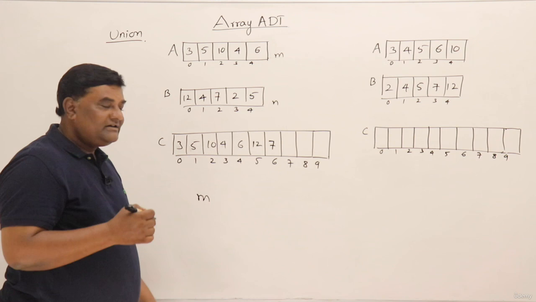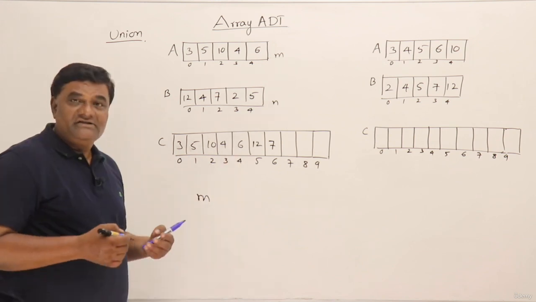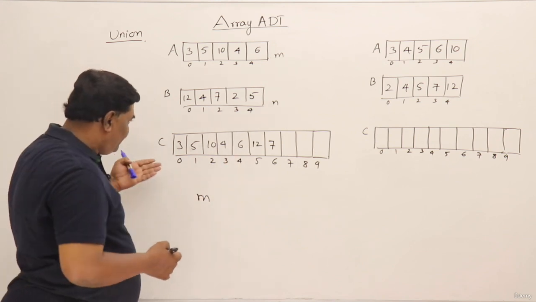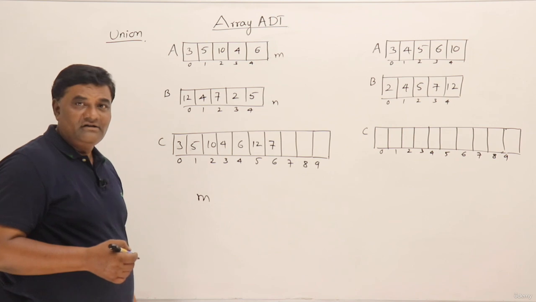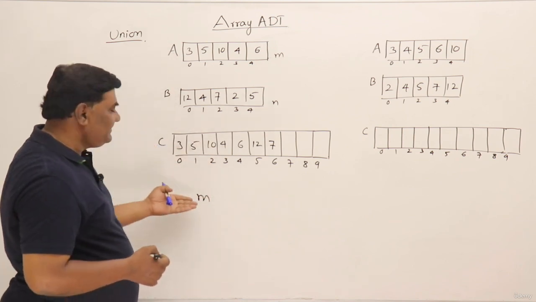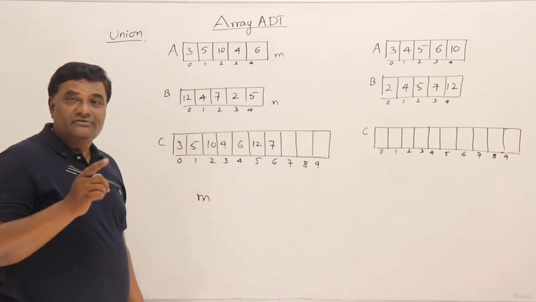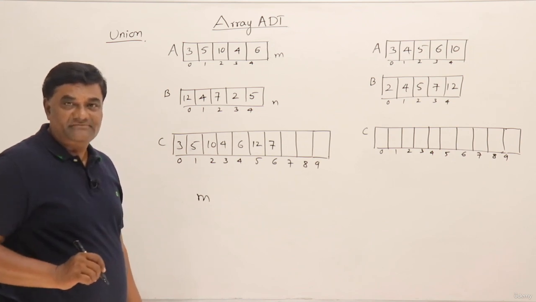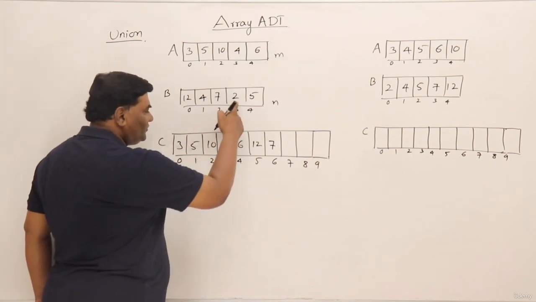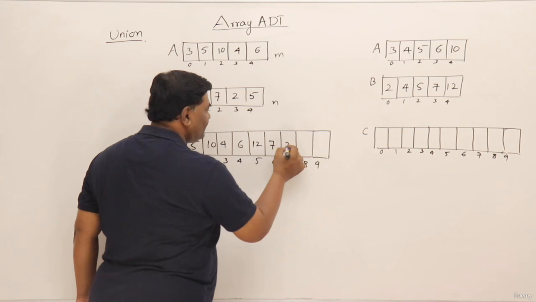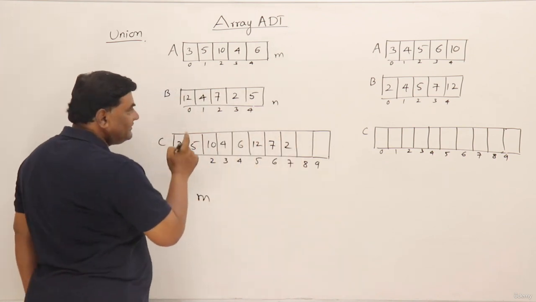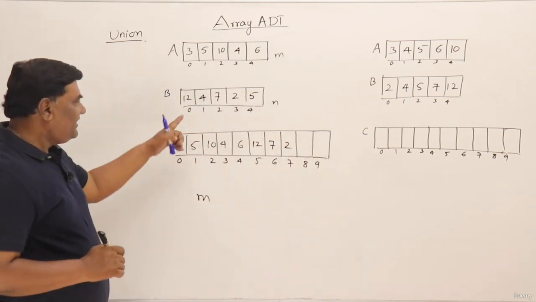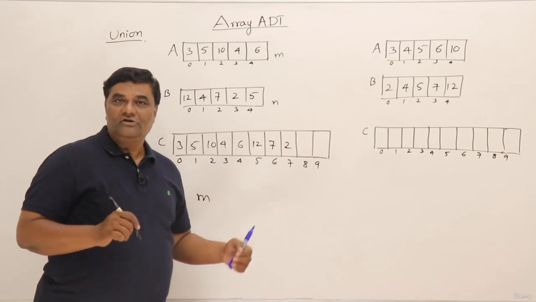So every element I am searching here. Searching takes how much time? It depends on the number of elements present here. Already I have copied those m elements here, so it is taking order of m time for searching. Let us continue. 2, is it there? Not there, so copy it. 5, it's there, so don't copy it. So 4 and 5 were already present, and those are not copied.